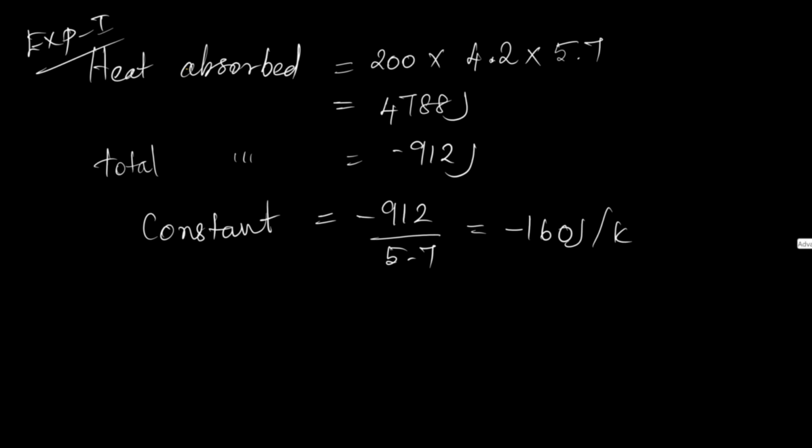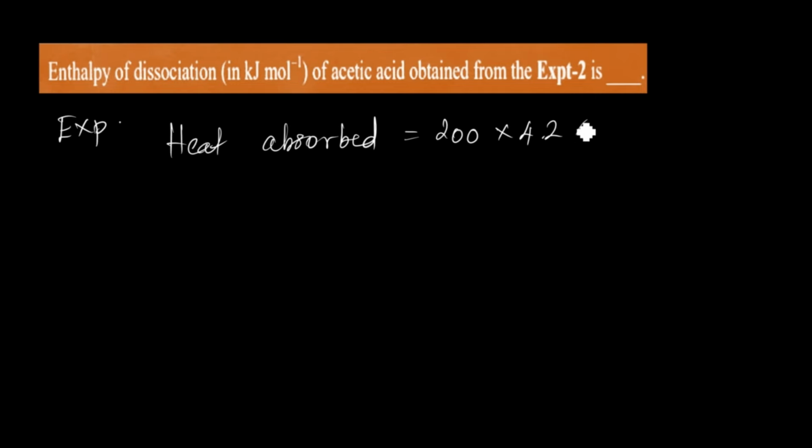Okay, now we are moving on to experiment 2. In experiment 2, we have 0.2 moles of acetic acid and 0.1 mole of NaOH. The temperature rise is 5.6. So for the heat absorbed, once again the density is the same, so 200 into 4.2 into 5.6, which will be 4704. So the total heat absorbed by the solution is 4704, and for experiment 1 it was 5700.